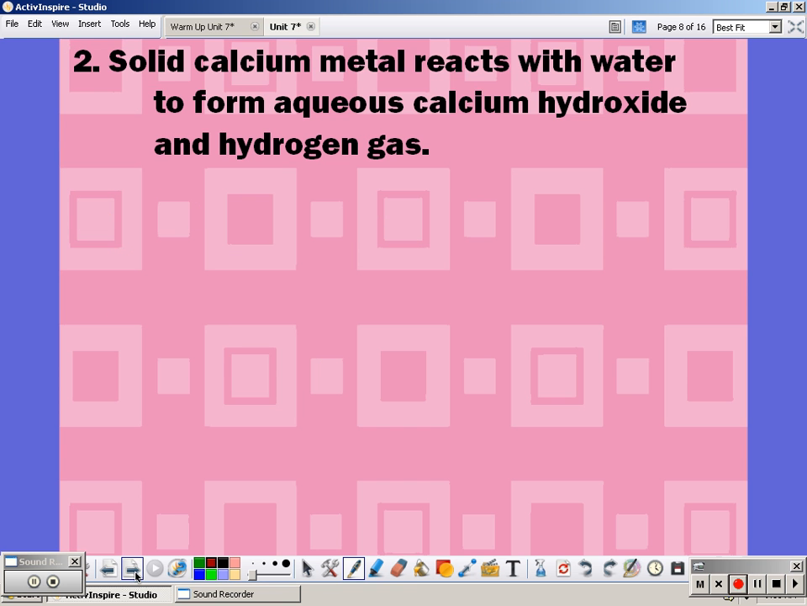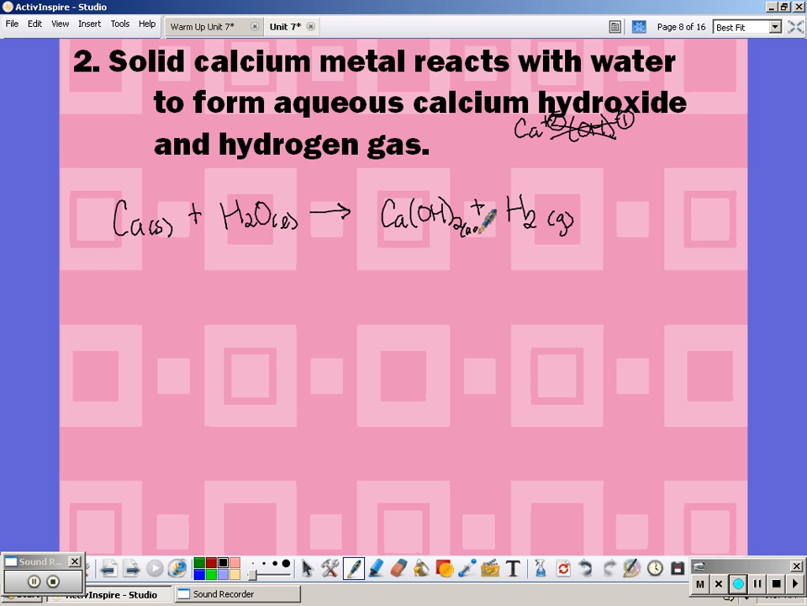So we have solid calcium reacts with water. To form would be our arrow. Aqueous calcium hydroxide. Calcium is +2. Hydroxide, the polyatomic, is -1. And I cross my charges. And is a plus sign. Hydrogen gas. Now hydrogen is a diatomic, so that should be H2 gas.